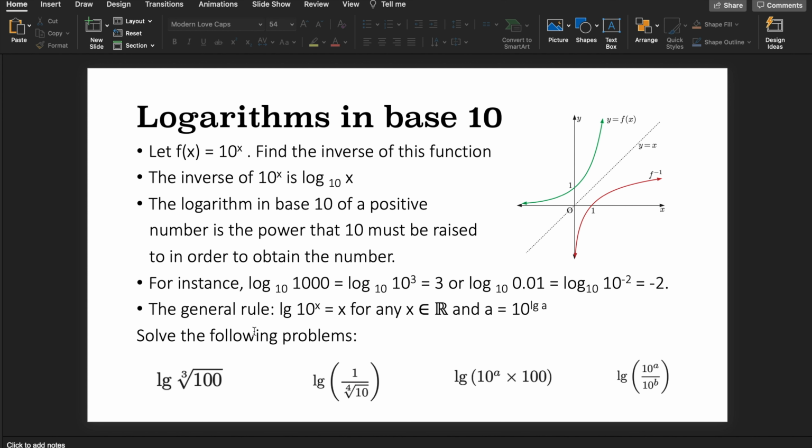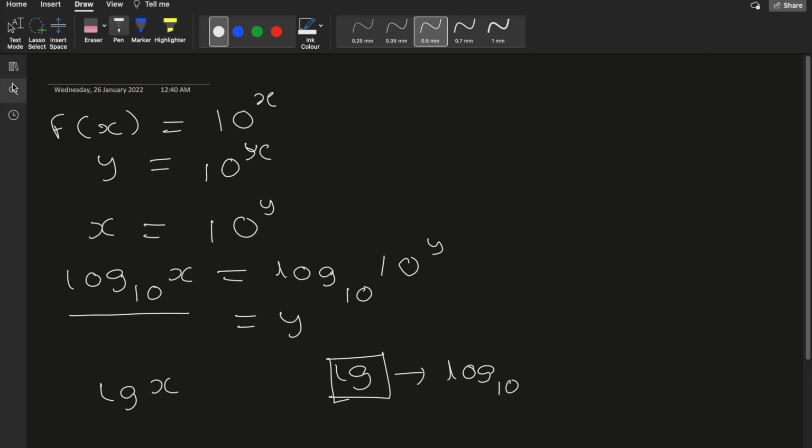And we can therefore derive the general rule that log of 10 to the power of x equals x for any real values, and a equals 10 to the power of lg a. That's just something you'll have to remember. So now let's solve these problems.